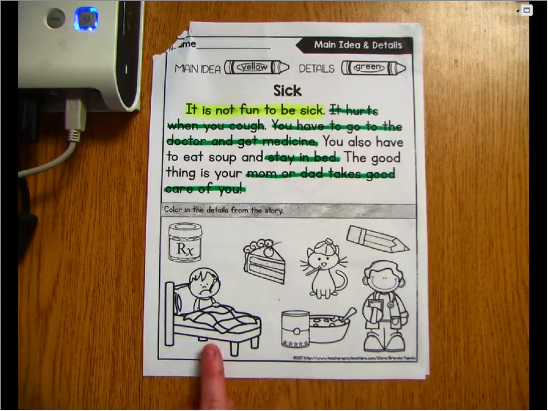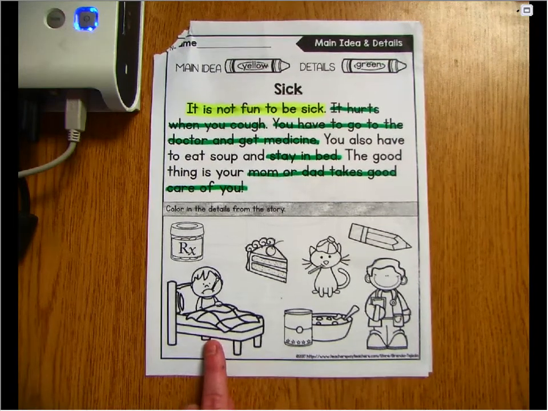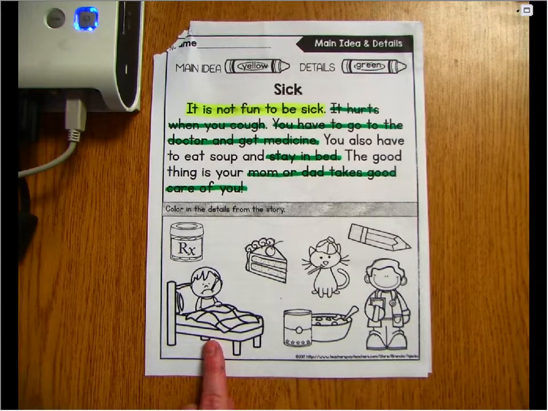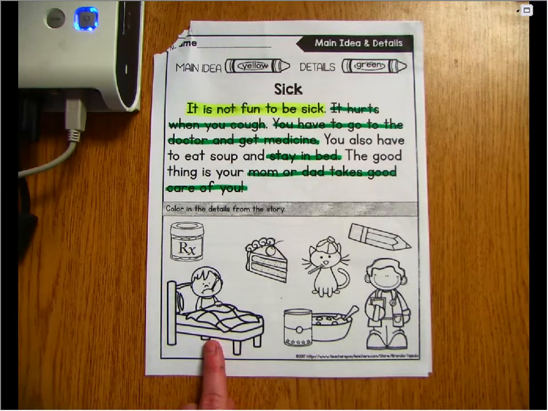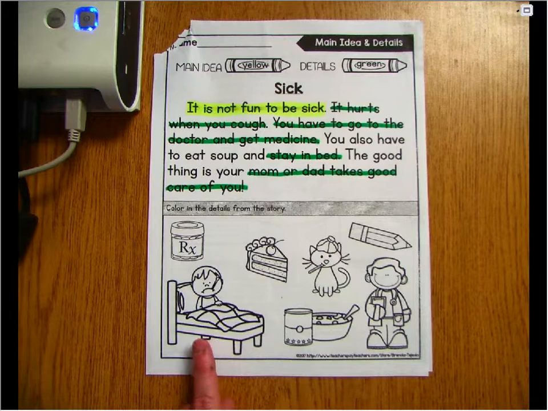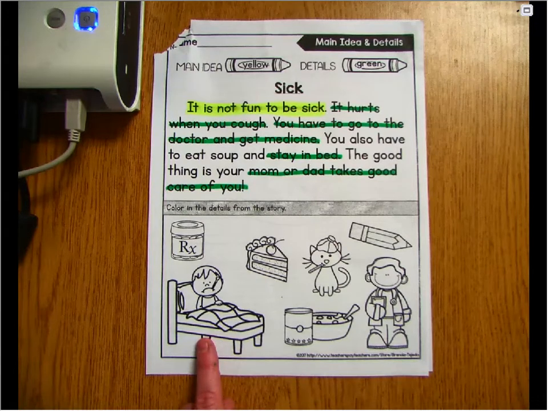And this last one is a little boy that is sick in bed with a thermometer. Was that a key detail from our story? Would we color that in, or would we X it out? So go ahead and color in those key details.